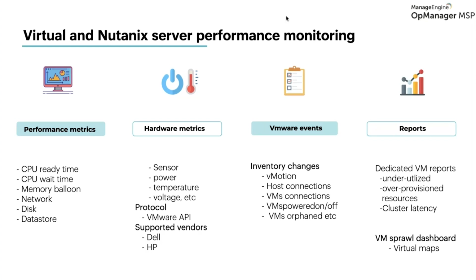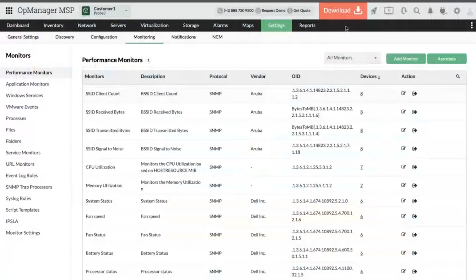You can also monitor your client's VMware events like any inventory changes, such as a VM being migrated from one host to another, a new host being connected, or any new VMs being powered on or off. All such events can be captured. Finally, arriving at the reports, we have exclusive reports for all your virtual devices. We also have sprawl dashboards that show their own virtual maps, considering all the virtual devices discovered. So let's see how this looks in the product.